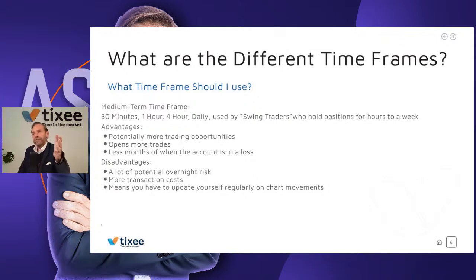The disadvantages, obviously, is there's a lot of potential overnight risk as well. There's going to be more transaction costs because you're most likely going to be opening more positions and there are more spreads to be paid. Whereas a position trader or long-term trader opens a few trades and holds them. As well as that, you're going to have to be a bit more committed to keeping up to date with your charts. So you frequently need to be looking at them, frequently keeping up to date. Like a long-term trader, you don't need to keep on top of it so much.